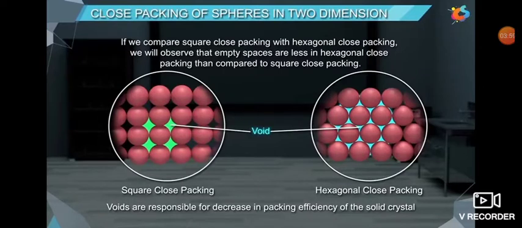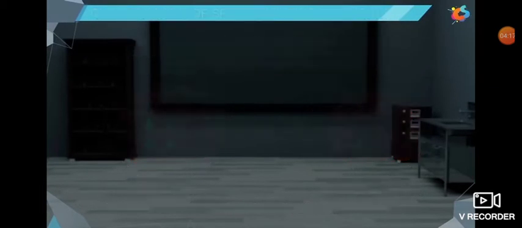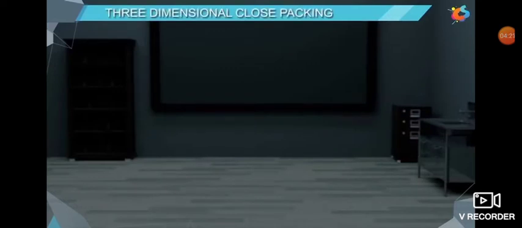Actually we have to study the three-dimensional package from both cases, but we are going to study in detail the hexagonal close packing. So what do we mean by three-dimensional package? Three-dimensional package means we have to keep the third layer above the second layer. First we made the first layer, then the second layer, and like that we build up. In three-dimensional close packing, we are going to see both cases, square close packing and hexagonal close packing.